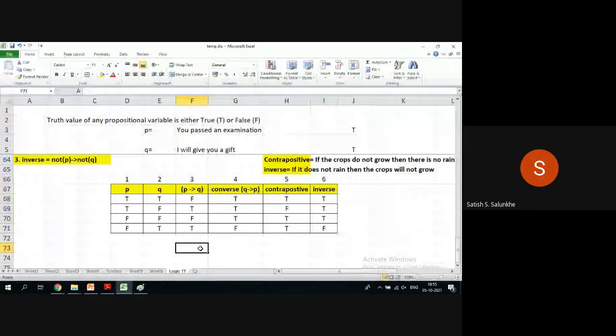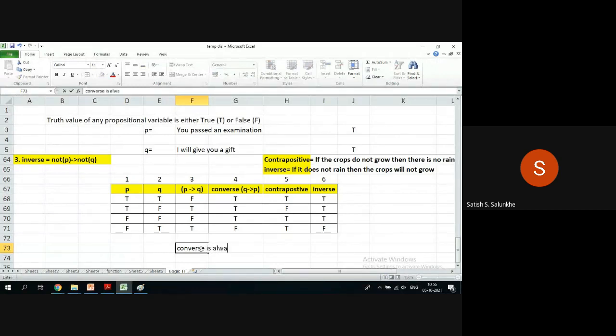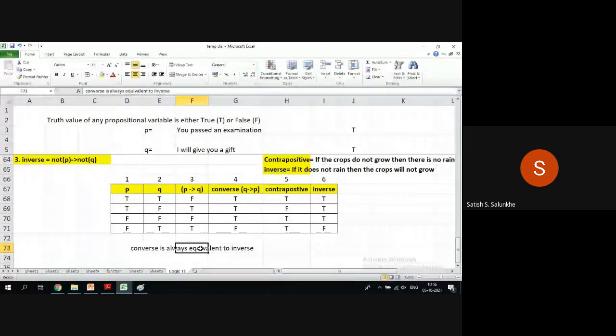Converse is nothing to say. Sorry, we are learning here. Converse is always equivalent to inverse. Converse is always equivalent to inverse.